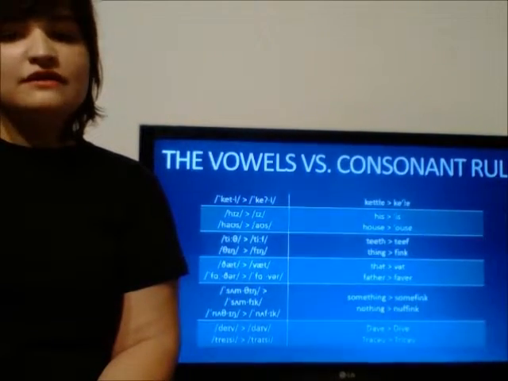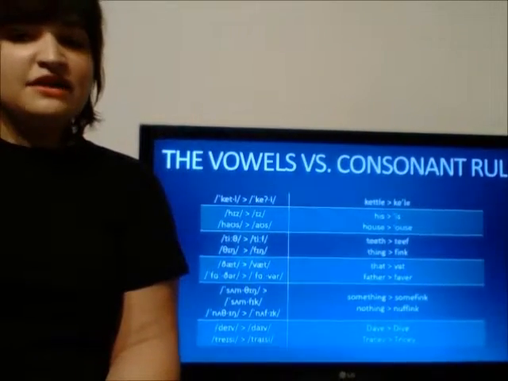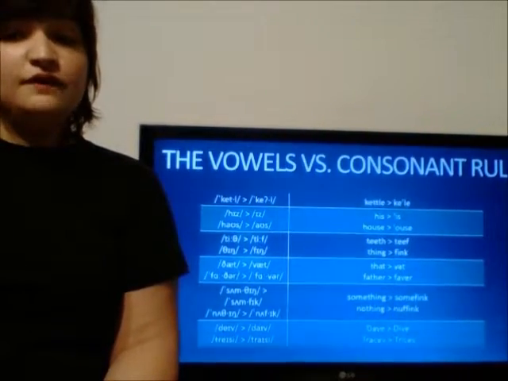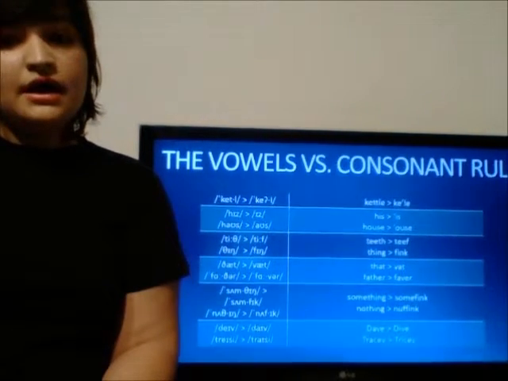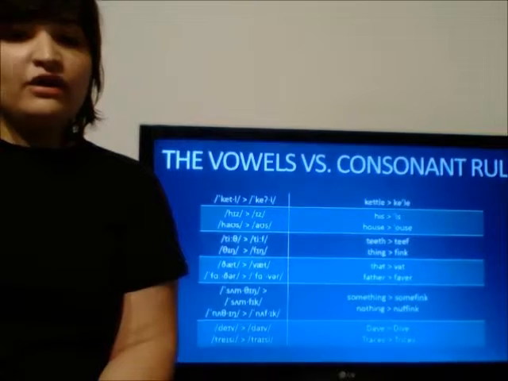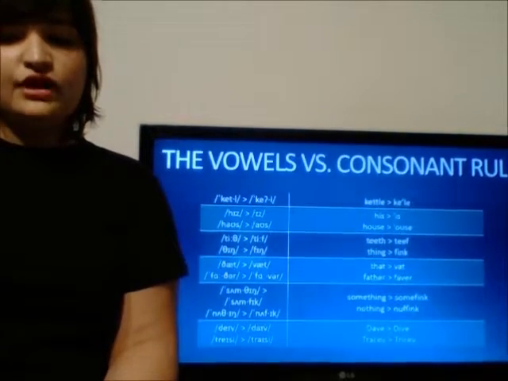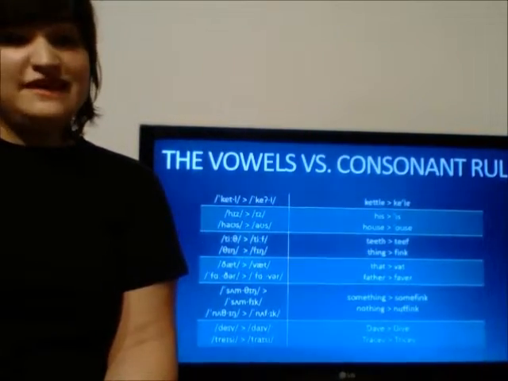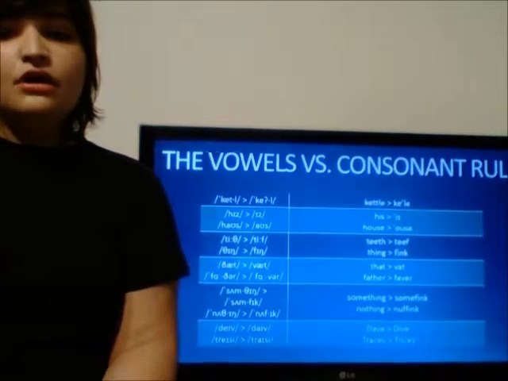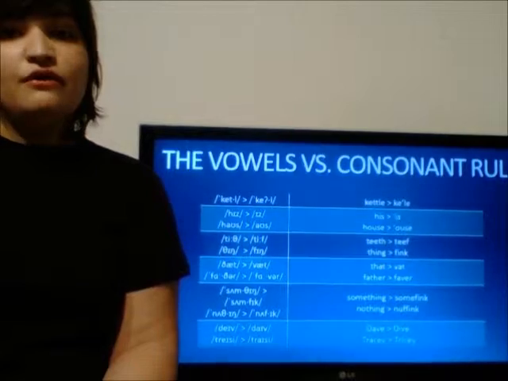Next, we have the voiceless dental fricative, the th sound, as in teeth. It would be substituted by an F sound, so teeth sounds like teef. Or in the case of thing, it sounds more like fink. Then we'd have the voiced dental fricative, the sound as in that. That would get substituted by a V sound, as in vat, or in the case of the word father, it would sound something like favver.